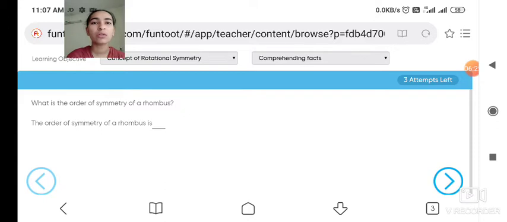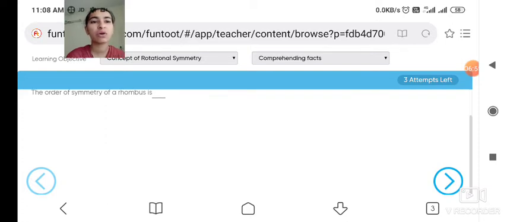It looks like a parallelogram, but in a rhombus all sides are equal. Okay, it is similar to a parallelogram. Now what is the order of the rhombus? Draw that fast and tell me the order of symmetry for the rhombus. Yes students, you have drawn? Okay, then rotate that. How many times does it look exactly as the first figure, the rhombus?